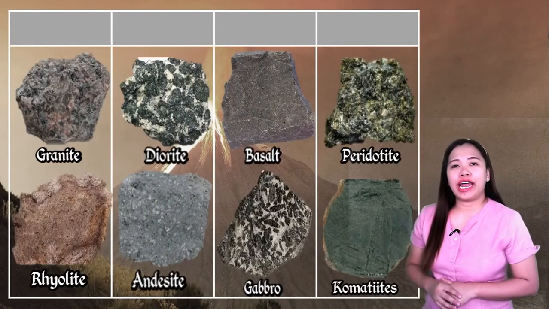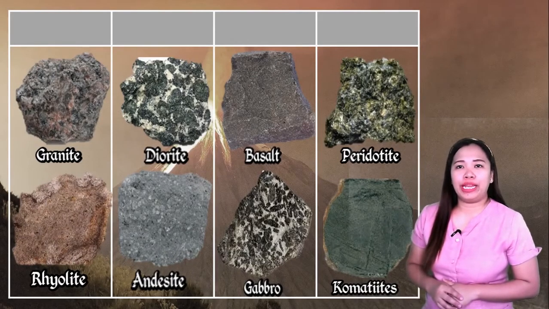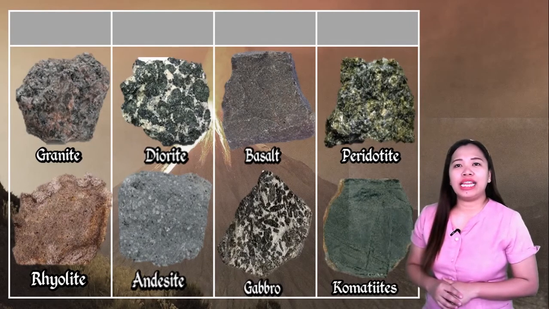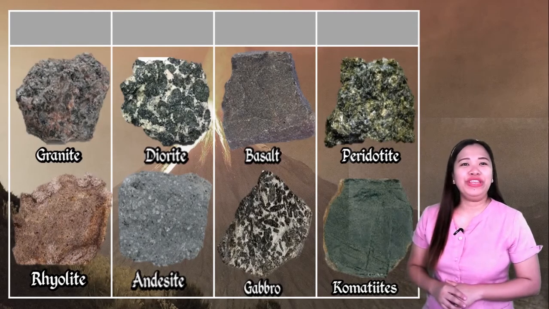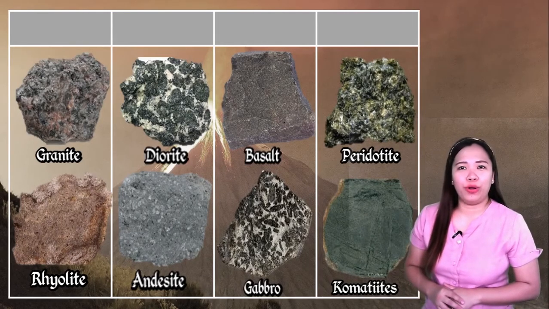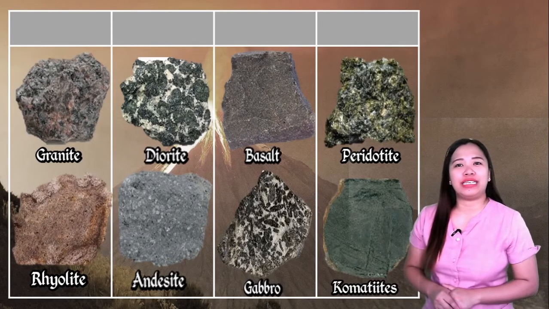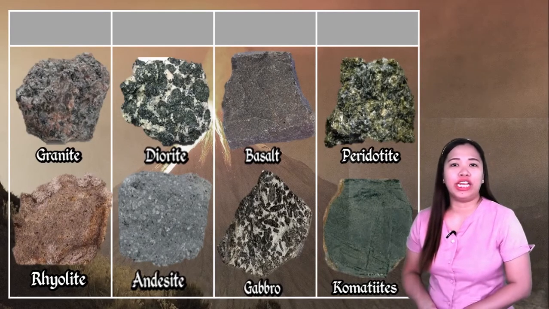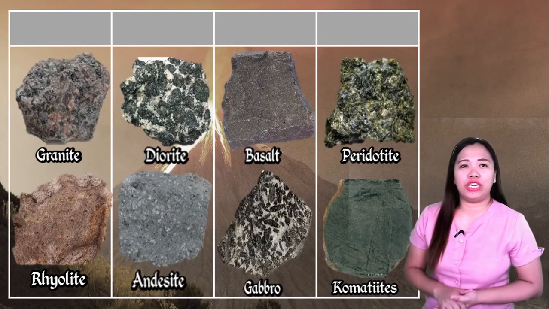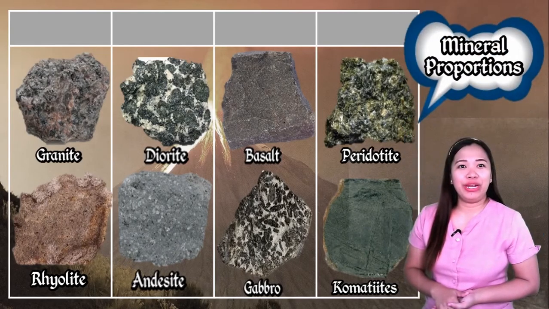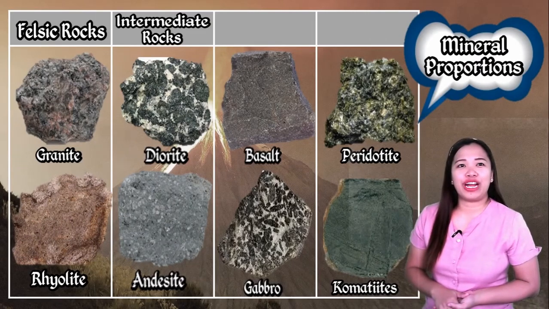If you classified granite and rhyolite, diorite and andesite, gabbro and basalt, and peridotite and komatiite together, then you did an excellent job because that is the correct classification. If you notice, rocks under a similar group are almost the same in terms of color. This is because these rocks have the same mineral composition and proportion, which is another way of grouping igneous rocks. Using this criterion, rocks can be felsic, intermediate, mafic, or ultramafic.